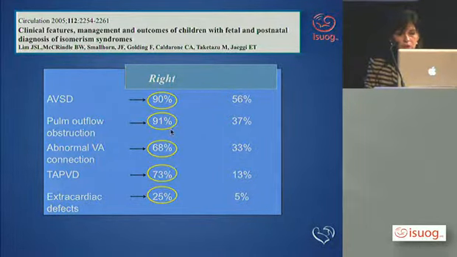Pulmonary outflow tract obstruction, 91%. TAPVD, 73% of isomerism. So very complicated things, and they don't come in isolation. You have a combination of these in one single fetus.